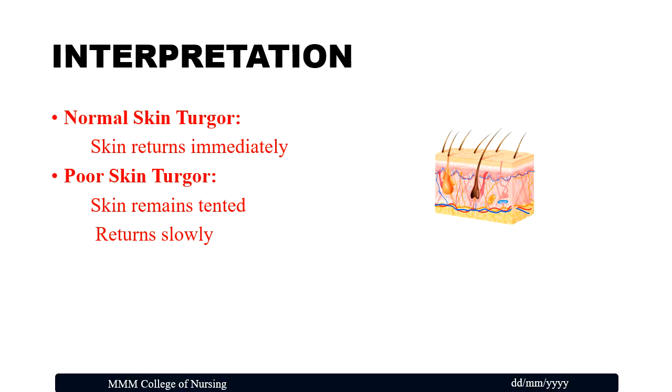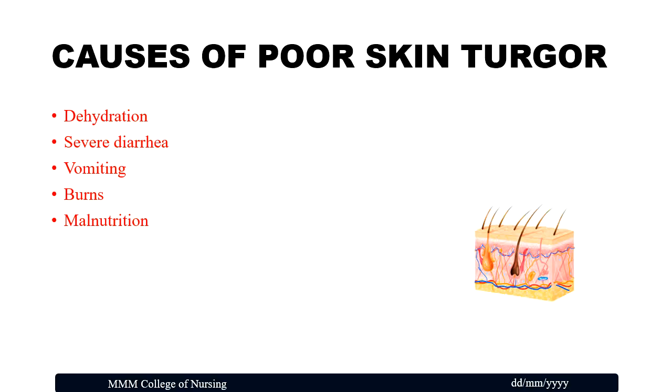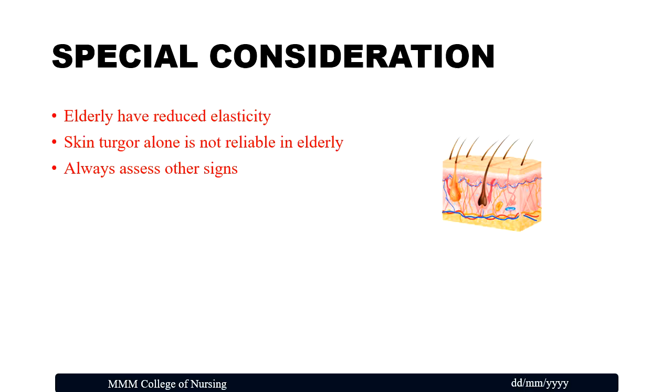Interpretation. If the skin returns immediately, hydration is normal, and if it remains tented or returns slowly, it indicates dehydration. In normal skin, it quickly returns back to its normal state. That is the interpretation. Moving on to the causes of poor skin turgor. Poor skin turgor usually indicates dehydration, as I told you earlier. It may also be seen in patients with burns or malnutrition, and also in patients with severe diarrhea and vomiting.